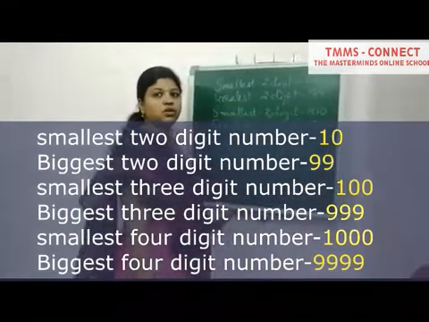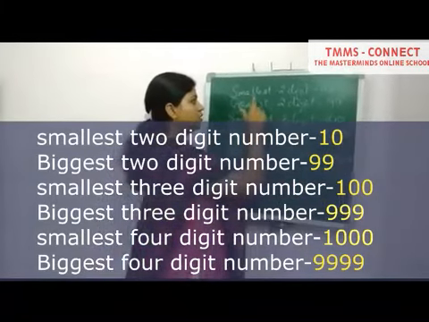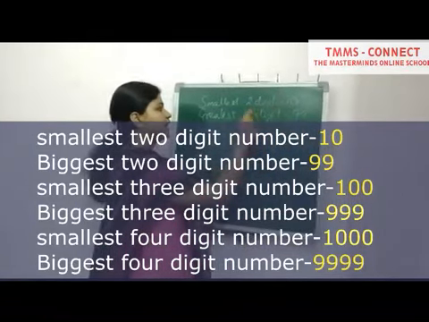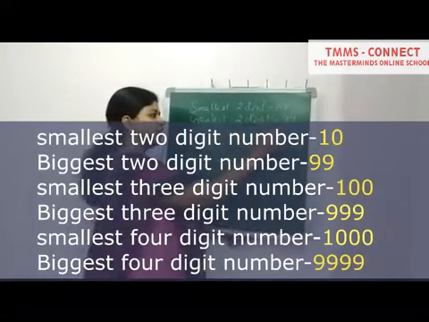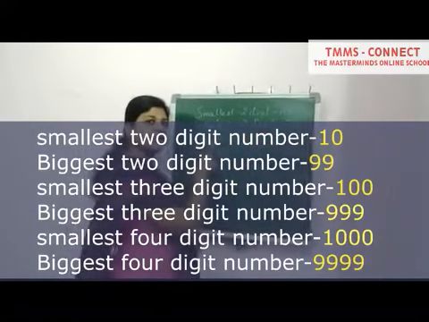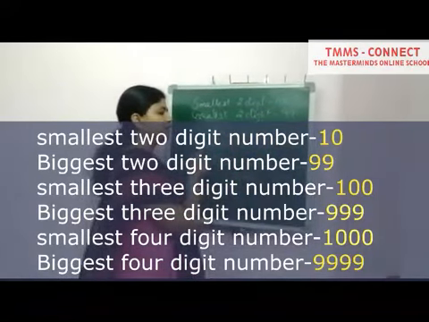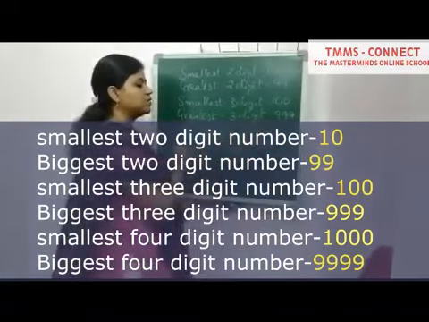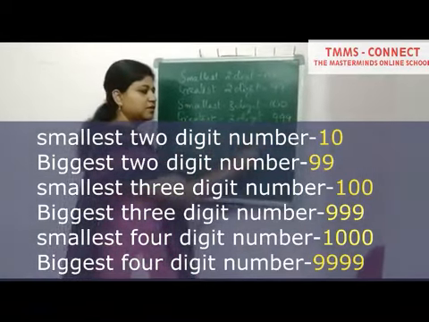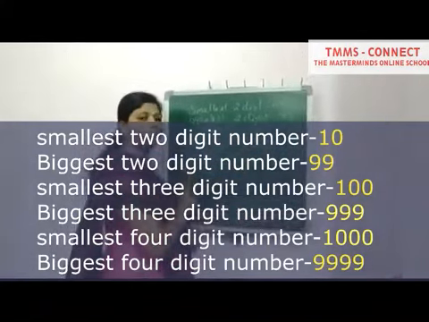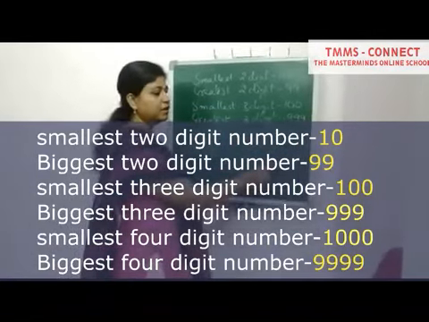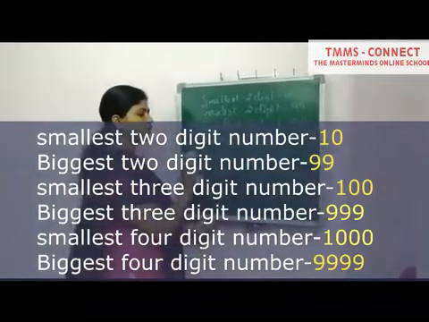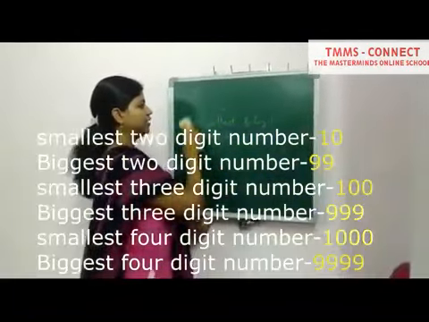So children, can you see here? Now the smallest two digit number is 10. The greatest two digit number is 99. The smallest three digit number is 100. The greatest three digit number is 999. The smallest four digit number is 1000. And the greatest four digit number is 9999. So children, today's topic will discuss about the four digit number.